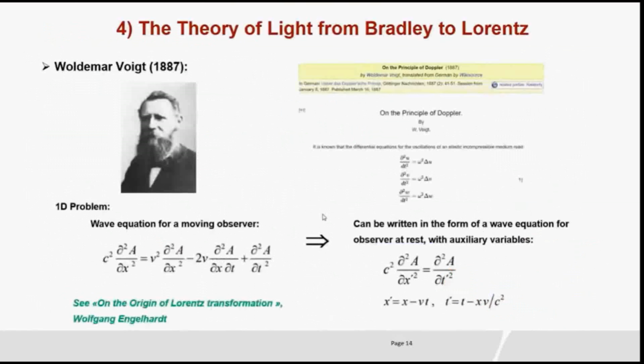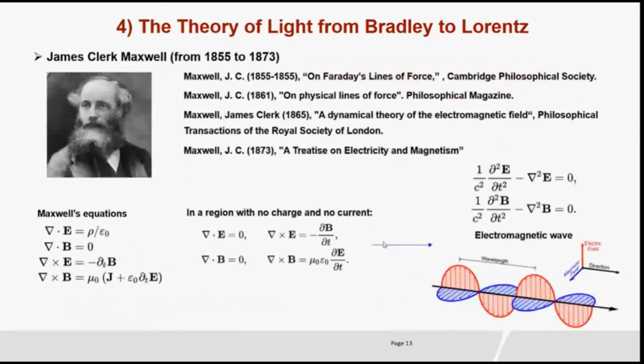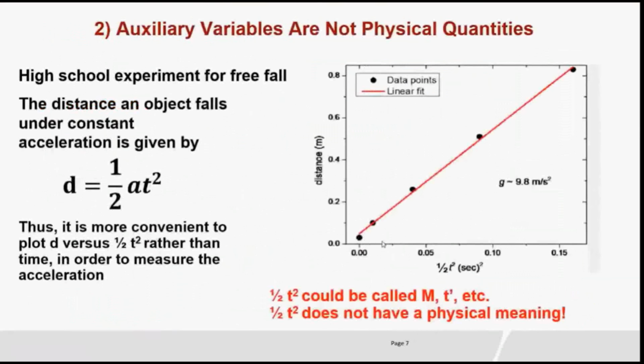And then he will be able to reanalyze the Doppler effect by doing that. So he said, I want to change the form of this equation to this equation, which is the wave equation with the observer not moving. And then he needs to add auxiliary variables that you see here. So let's come back here, what do we say about auxiliary variables? They have no meaning. They just help to complete the analysis.